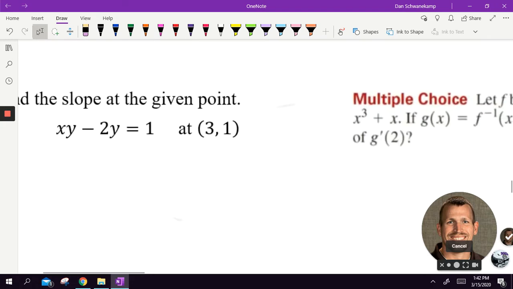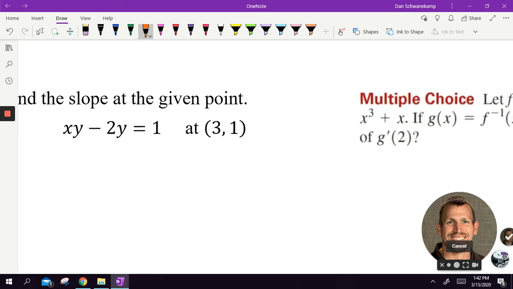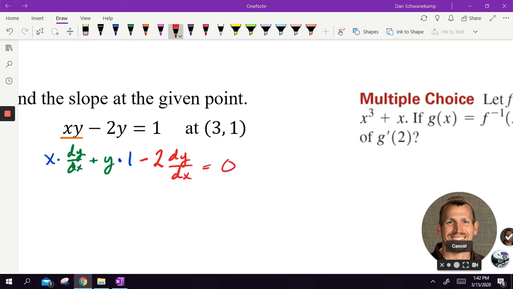This one right here is going to be an implicit problem. So remember what this looks like. When I take the derivative of the xy, I'm going to have to do product rule. So first times the derivative of the second, the derivative of y is going to be dy over dx, plus second times the derivative of the first, that would be 1, minus 2y, well the derivative of 2y is 2 dy over dx, and that's all equal to 0. Don't forget to put the 0 in there when we take the derivative of 1. All right, cool. We got it.